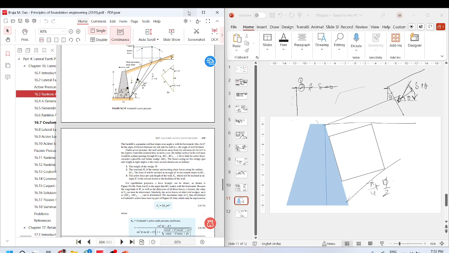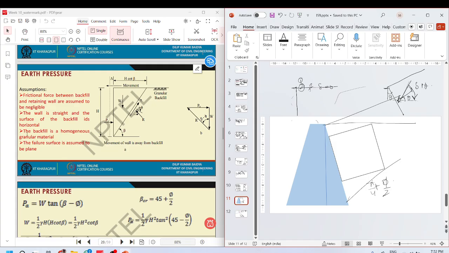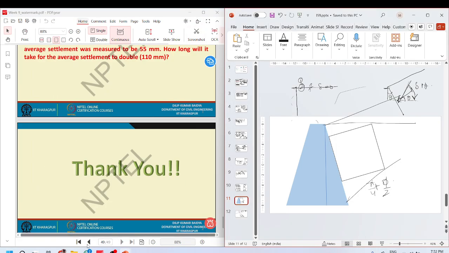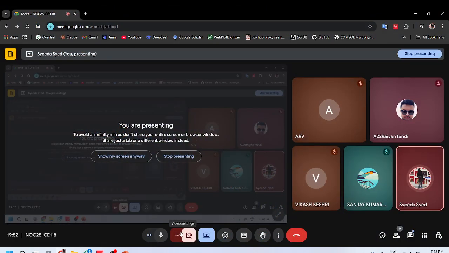Okay, so that was backfill is homogeneous and granular material, failure surface assumed to be plane. These are the differences between the Coulomb and Rankine's theory. Rankine's theory is simply just a simplified version of Coulomb's theory. Next time we will do some questions on this. I think that's it for today. Is that fine? Okay. Thank you very much.